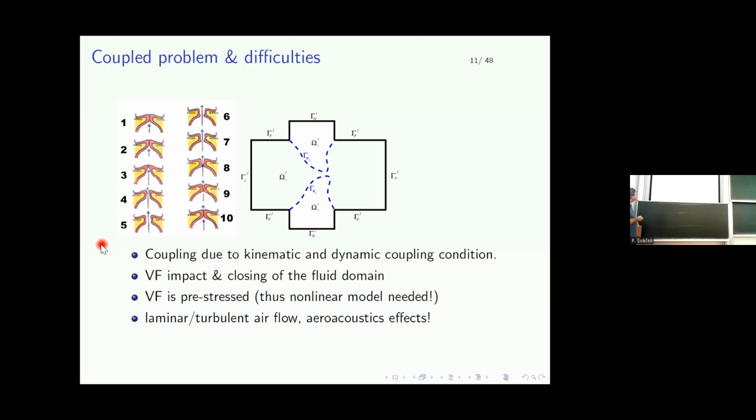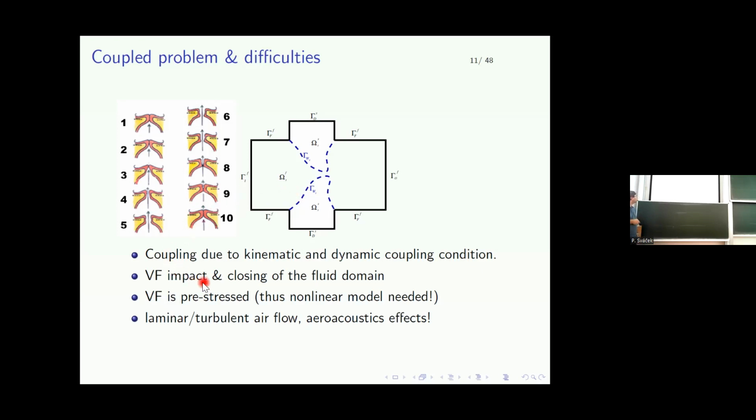Okay, so we also have a coupling, which I didn't mention, due to kinematic and dynamic boundary coupling conditions. Kinematic boundary conditions mean that the fluid velocity should be equal to the structural velocity at the surface of the structure, and dynamic means that the applied hydrodynamical forces are acting on the elastic structure.